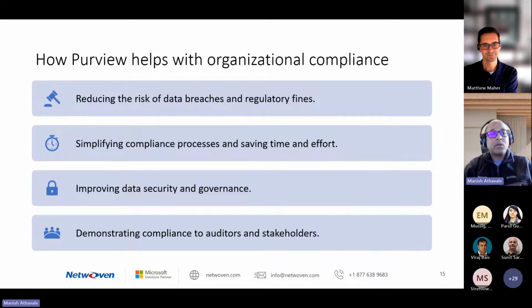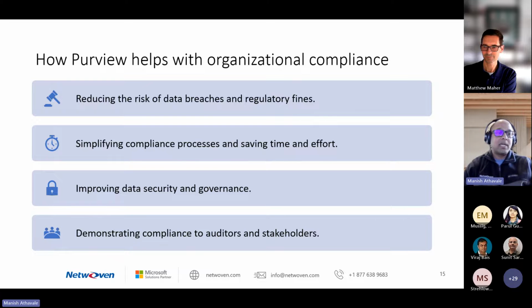So how does Purview help your organization stay compliant, right? By reducing the risk of data breaches and regulatory fines, Purview offers data discovery, tools to understand and classify sensitive information. It also enforces access controls through secure data zones and automates tasks like record management, all while providing audit trails for regulatory requirements. So these are the things that you can think about with Purview, right? How can it help me?